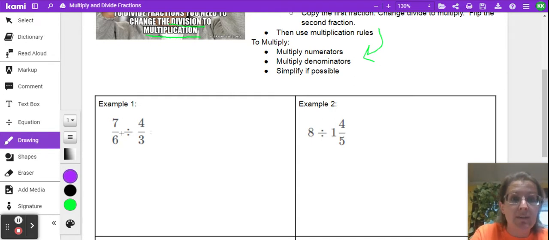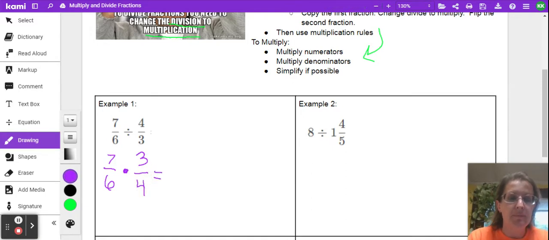So example 1, we have 7/6 divided by 4/3. So 7/6, we copy the first number, change division to multiplication, and then we use the reciprocal. So 4/3 turns into 3/4.